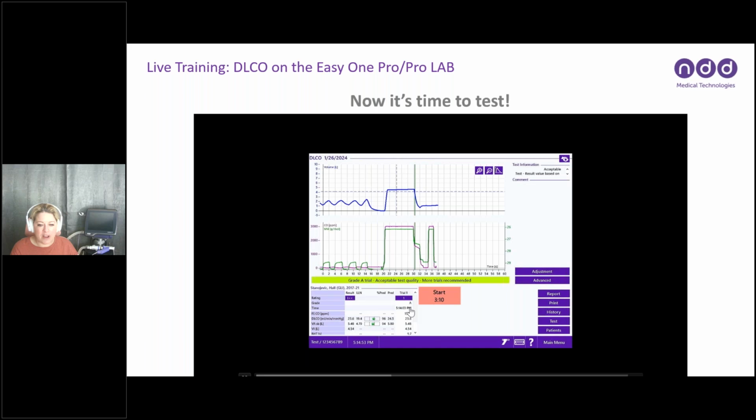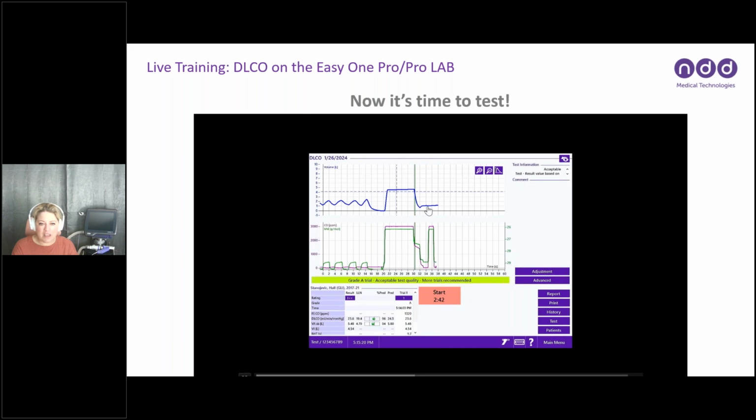A few things to look at here. There is that letter A grade on trial 1. We can customize what is seen here for the provider in the utilities menu so that you can rearrange or put parameters that are most important to you in the order that you would like to see them on the test. You'll see the volume tracing up top. You'll see the molar mass or the gas tracing below.